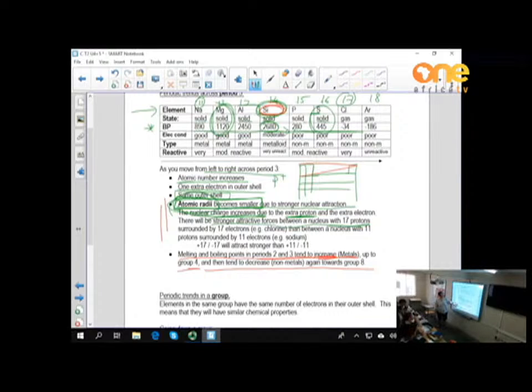Okay, so just remember then, melting and boiling points for both period 2 and 3 tend to increase from left to right, but once again, when we reach the non-metals, then there's a tendency to decrease, and that's got to do with the forces between the particles. Between the non-metal particles, the forces tend to be weaker. Between the metal particles, the forces tend to be stronger. Are you okay with that? All right.